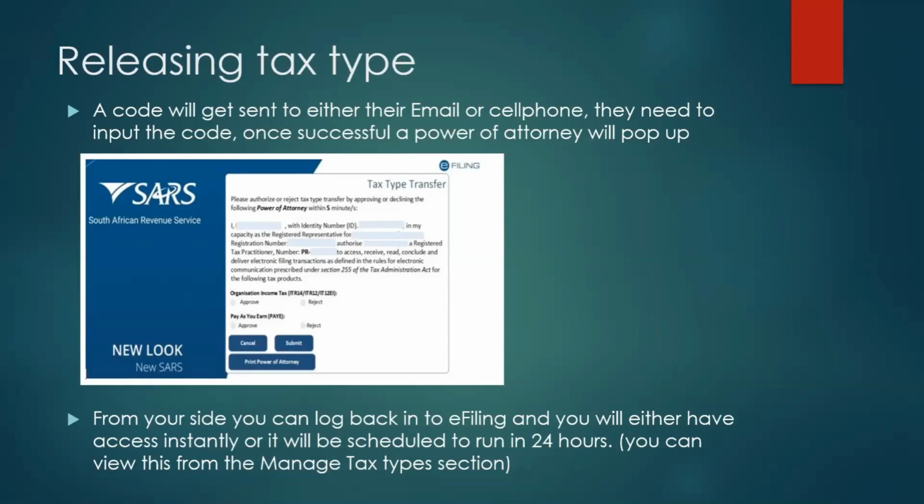Now, from your side, you can then log back into eFiling, navigate back to the managed tax types for your client or the company, and you're either going to have instant access to those returns, or under the managed tax types section where we saw the status, it will say actioned or authorized, scheduled to run in 24 hours, and you would then have access to this within the next 24 hours.